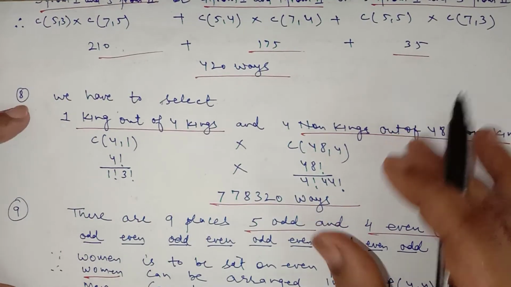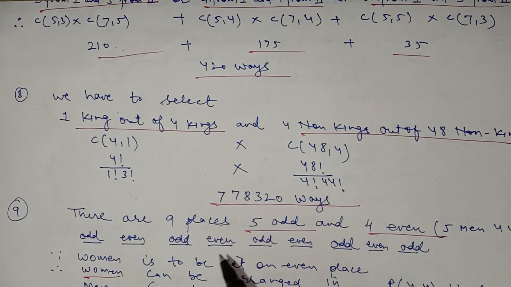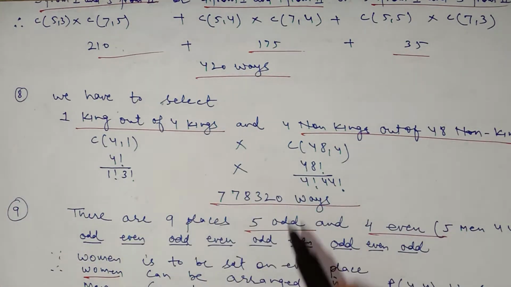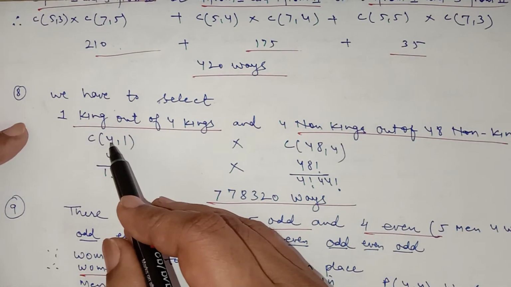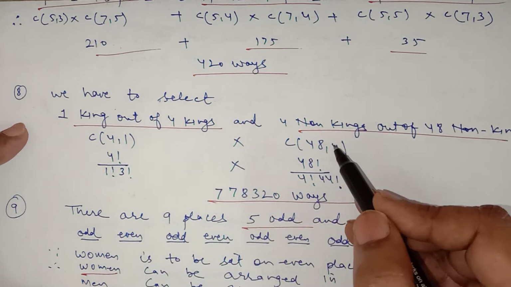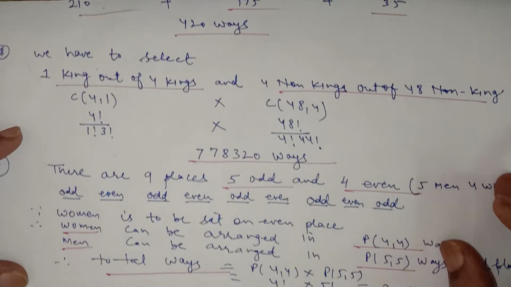In question number 8, you have done this in a previous exercise also. Then there are 52 cards, you have to select 5 cards, and out of those 5, 1 should be a king. So you can select 1 king out of 4 and 4 non-kings out of 48.